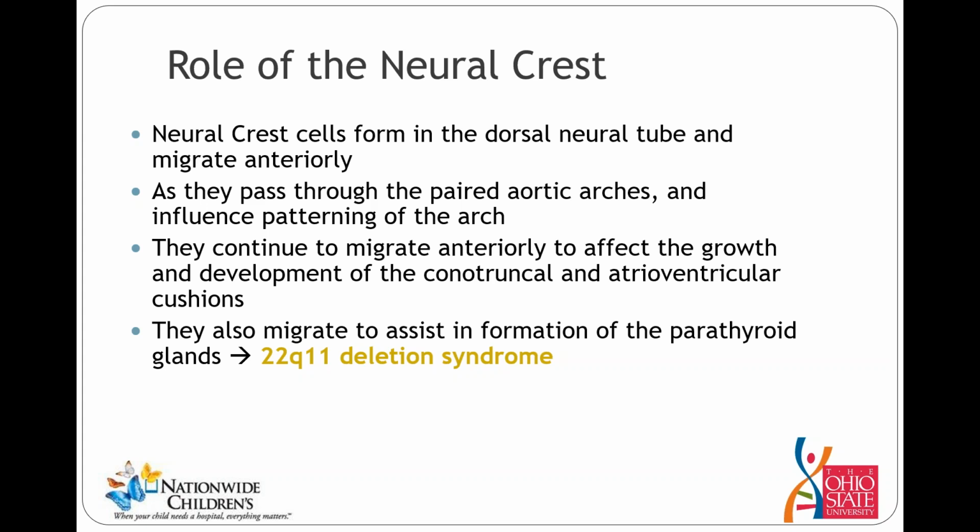The neural crest cells actually form on your spine, so the dorsal neural tube, and then they migrate anteriorly. They pass through the pharyngeal arches, and we'll go into the arch more specifically in a little bit, but they influence the patterning of the arch. They also then continue to migrate anteriorly and can affect the growth and development of the conotruncus and the AV cushions. They also affect the parathyroid and thyroid glands.